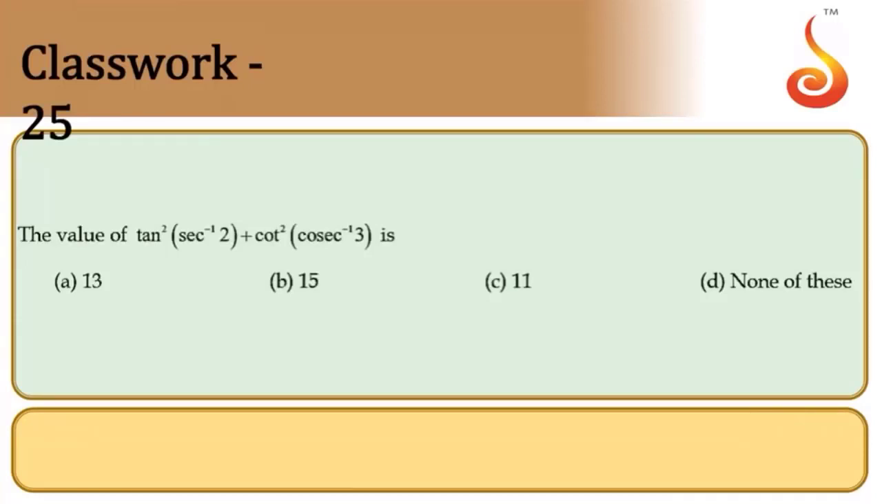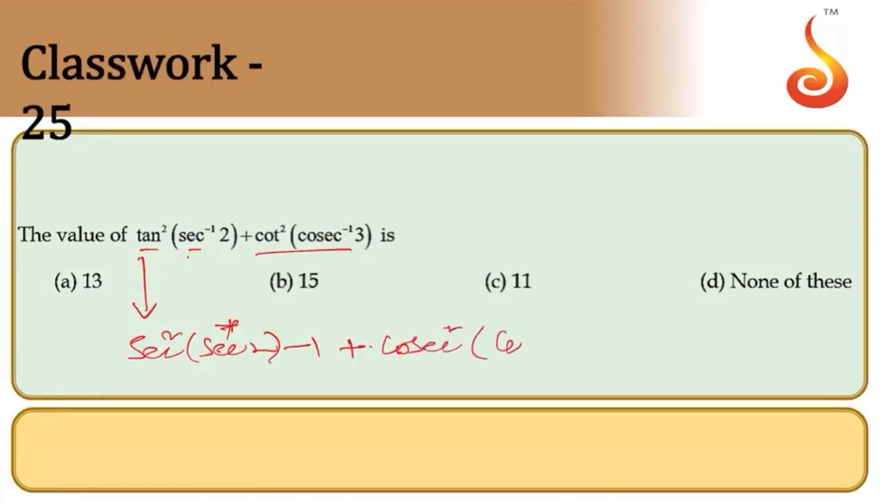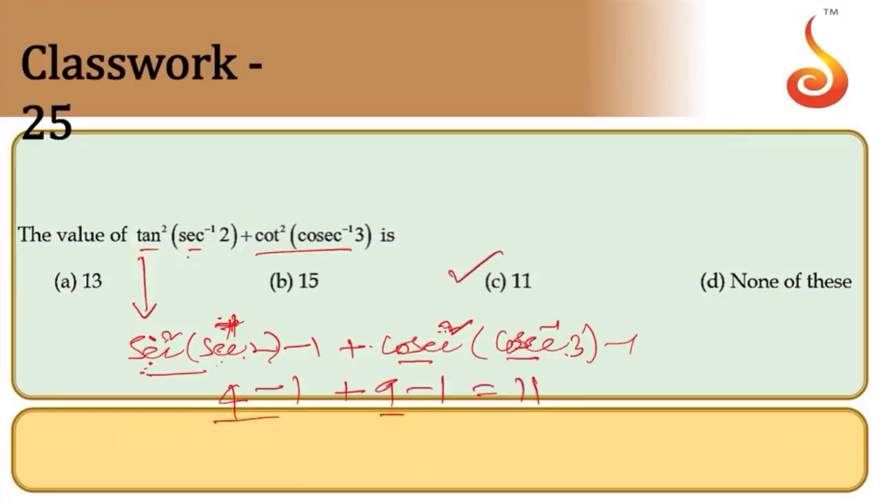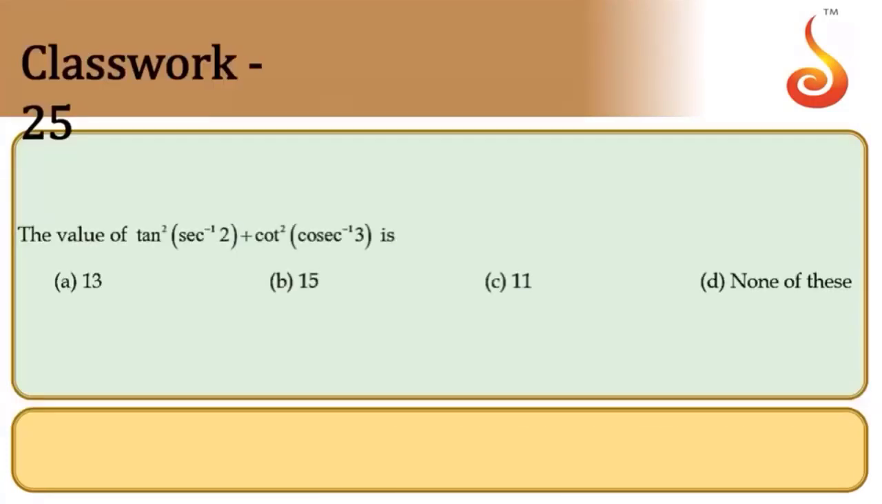Next, when you simplify, same as the previous one, this secant inverse will get cancelled by the secant taken here. Tan square theta can be written as secant square theta minus 1. Secant square of secant inverse of 2 minus 1, plus the same thing here, which can be written as cosecant square of cosecant inverse of 3 minus 1. When you take the whole square, secant inverse gets cancelled, becoming 2 square, which is 4, minus 1. Cosecant of cosecant inverse gets cancelled, becoming 3 square, so that 3 square is 9, minus 1. So the answer is equal to 11.